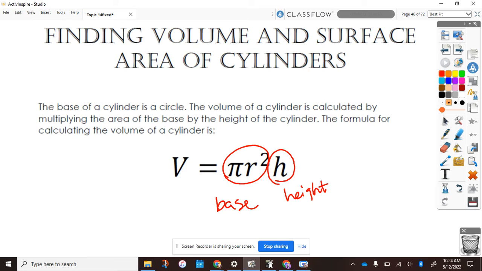What's really convenient about this is that unlike the other prisms we talked about last week, the area of your base on a cylinder is always just going to be pi r squared and nothing else. You don't have to figure out if it's a triangle, you use BH over 2. You don't have to figure out if it's a trapezoid, rectangle, or any other polygon. It's always just going to be pi r squared times the height.